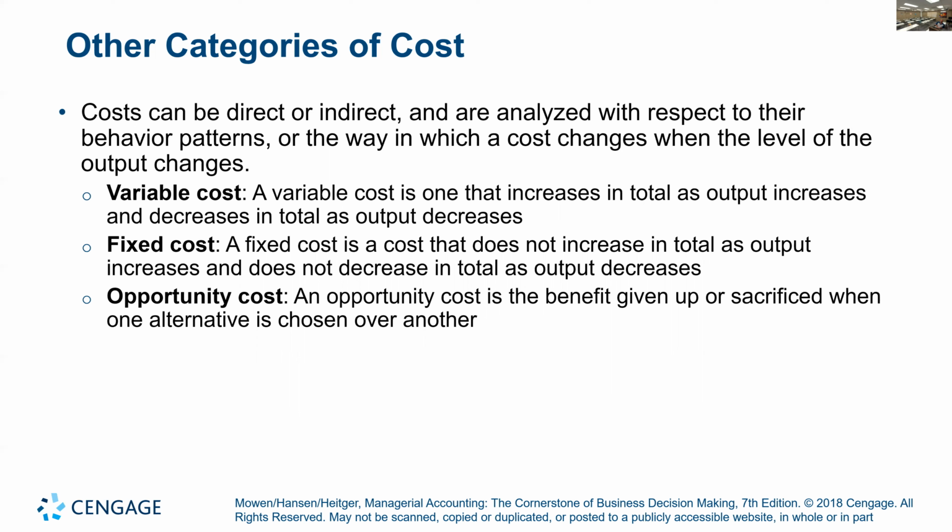Whereas a fixed cost would be the rent on the building where we're making whatever we're making in there. Doesn't matter if we're making 1,000 a day or 2,000 a day, our rent is going to stay the same. That is a fixed cost. Opportunity cost. Okay, we'll talk more about that when we get into decision making, but that is the cost of giving up, the benefit of giving up something when you're making one choice over another.